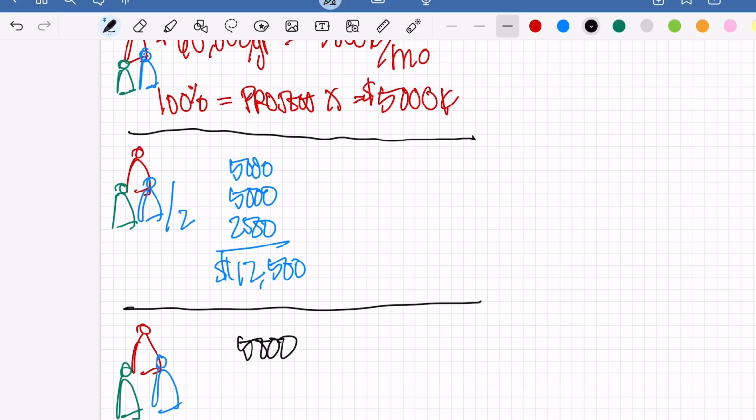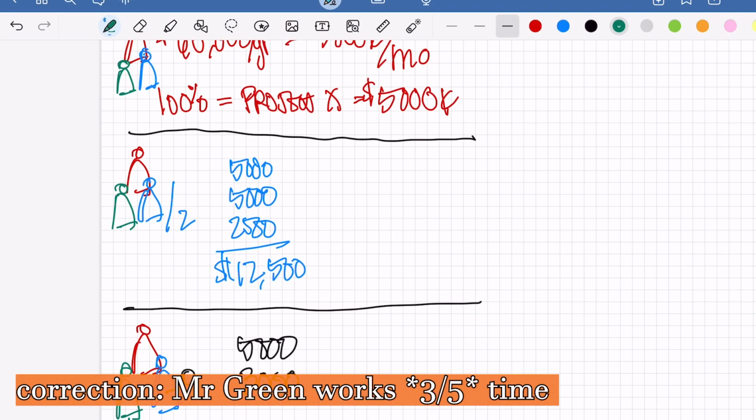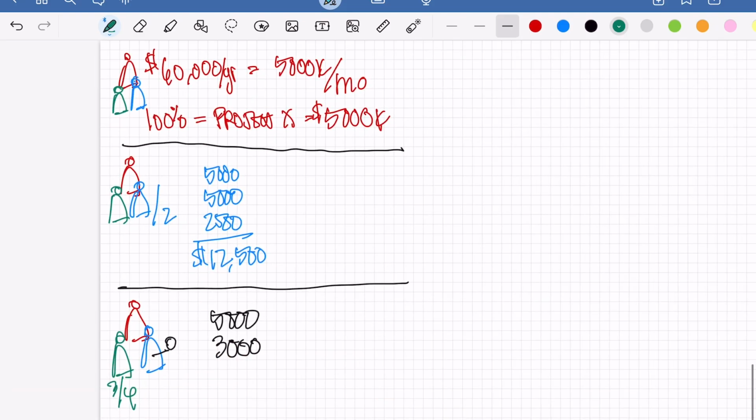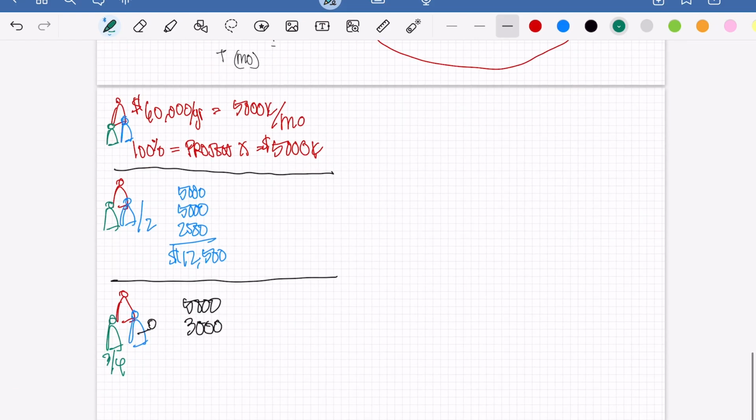But wait a minute, Mr. Green is also $5,000, and I don't have that money. I only need $3,000 of Mr. Green, and I need 0 of Mr. Blue. So Mr. Blue has to work on another project, and Mr. Green has to only work 3/4 time. So somewhere else you have to find jobs for those 2 to work on, okay?